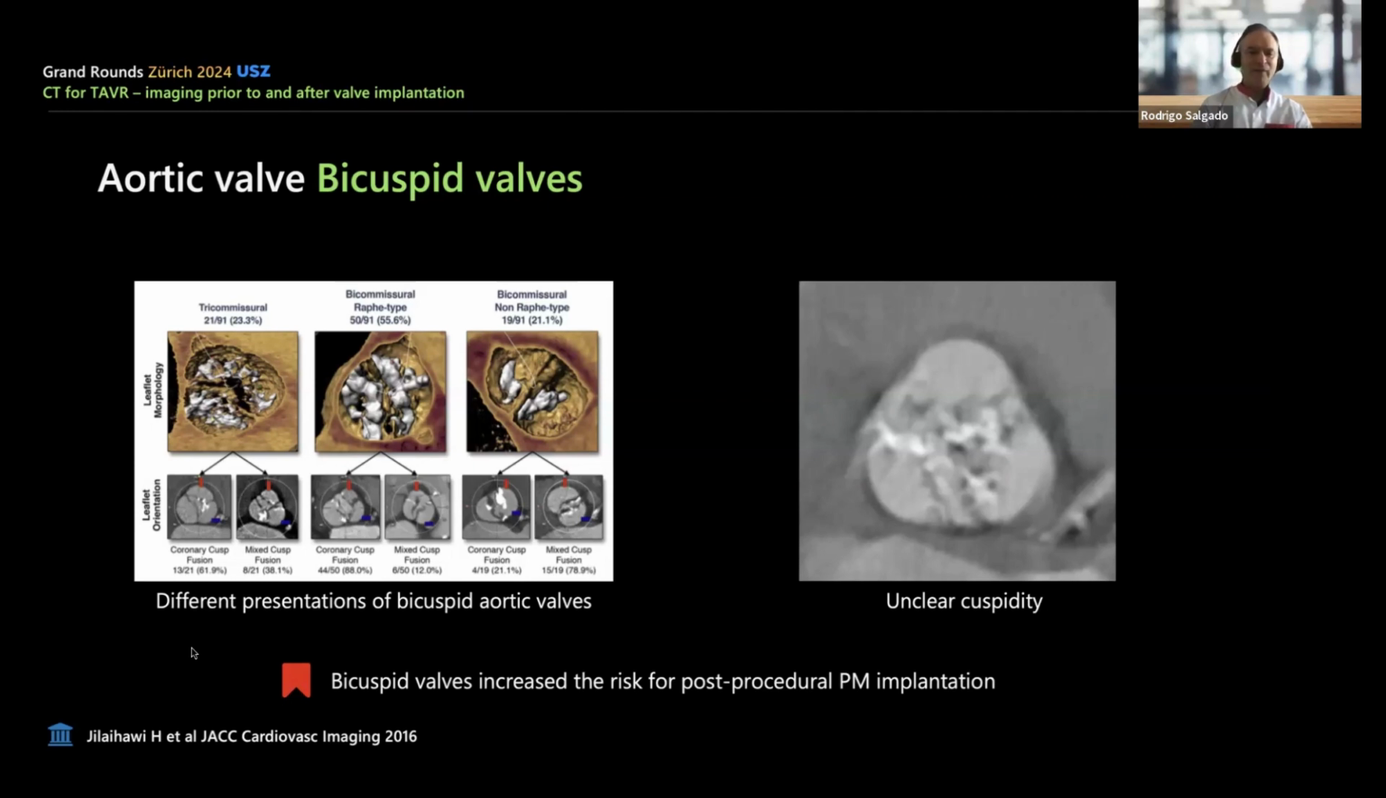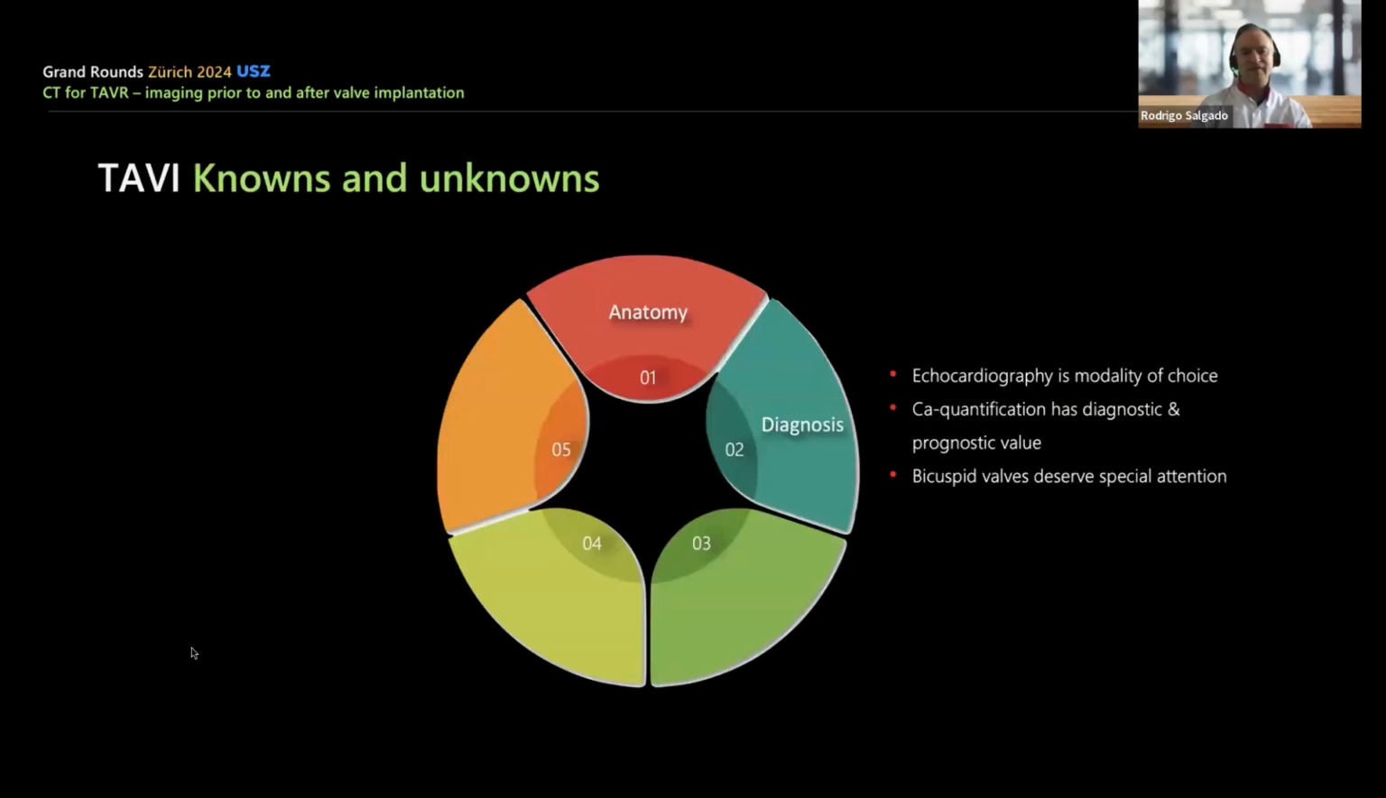We know that when we have a bicuspid aortic valve, there is a greater chance that after the procedure the patient will end up with a permanent pacemaker implantation for conduction disturbances. But when the valve is heavily calcified, it's very difficult to determine valve cuspidity. But special attention anyhow for bicuspid valves.